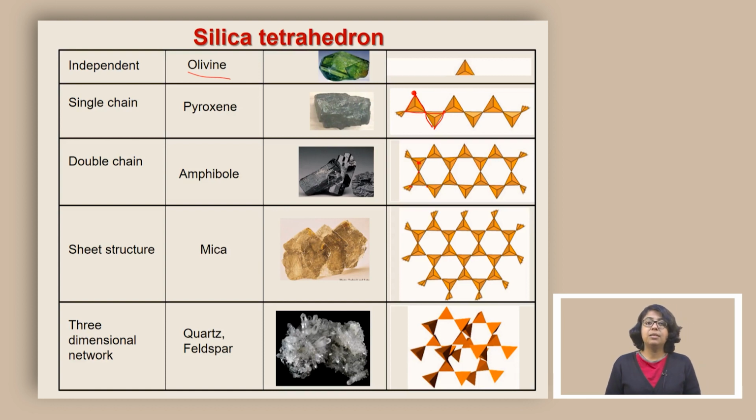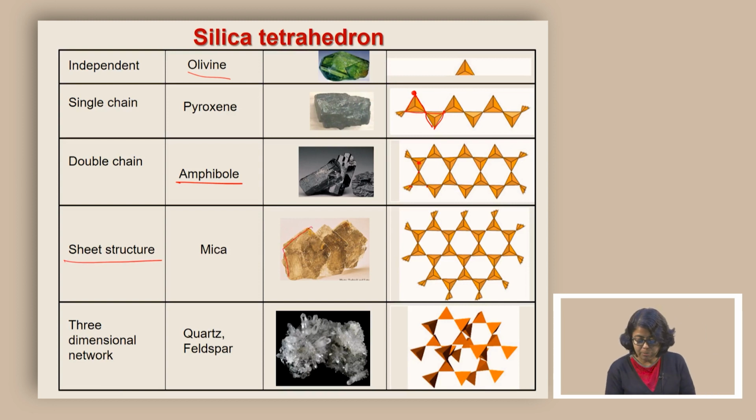In that case, it is called a double chain silica tetrahedra. An example would be amphibole. If all of these structures are basically extended in a plane-like fashion, then it is going to create a sheet structure which we call a mica.